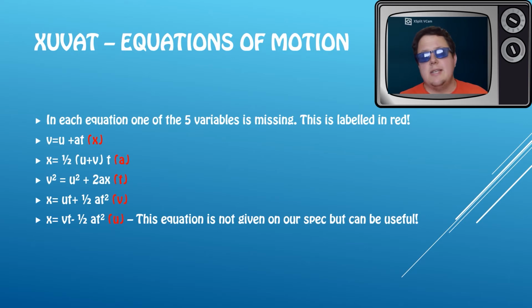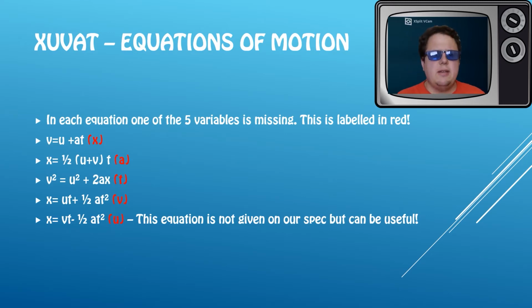If you're missing acceleration, then you can use x equals a half u plus v over t, which is basically a similar idea to speed equals distance over time. If you look at a half u plus v, that's the average speed, and displacement is average speed times time.